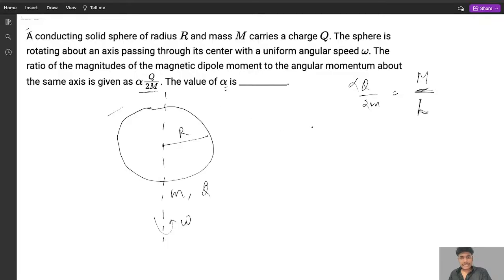The angular momentum for the sphere is 2 by 5 times m r square, so we have L. We don't have to calculate L, we just have to calculate the magnetic moment m. So what is the charge density? The charge q is uniformly spread on the surface. So it's a conducting solid sphere of radius R.